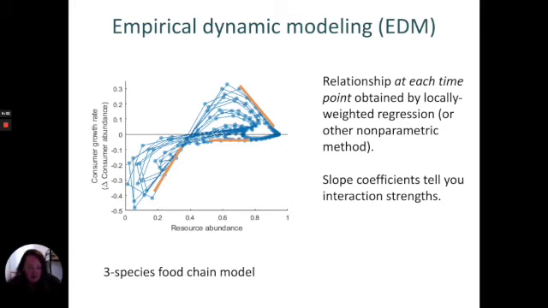And similar to what I was describing before, the way that we get species interaction strength out of these kinds of models is looking at the slope coefficients. So again, the positive relationship would suggest bottom-up control, and this negative relationship could suggest a more top-down effect of consumers on resources.